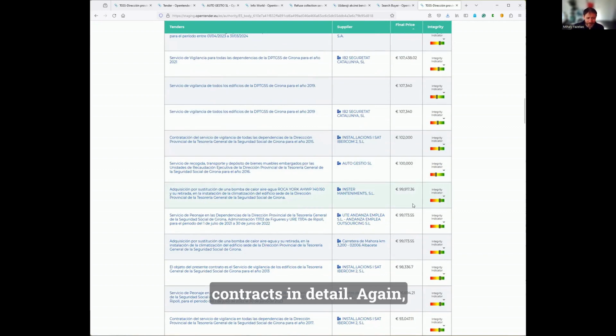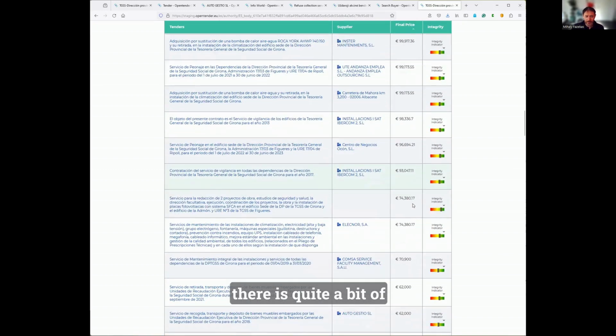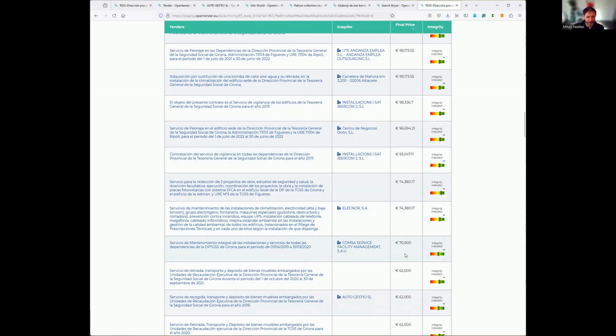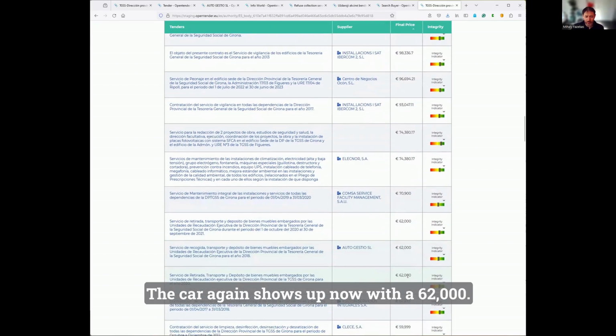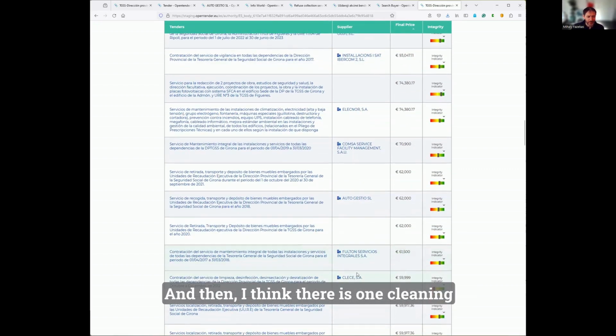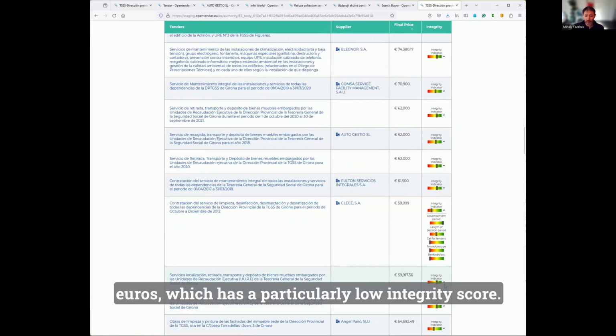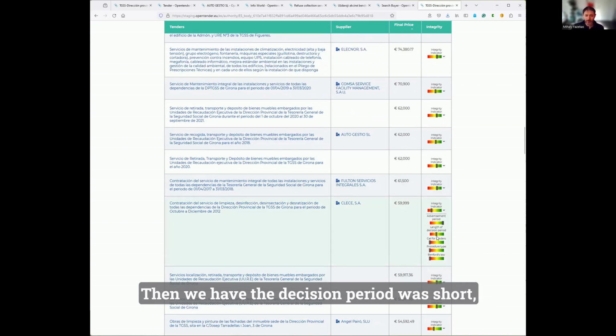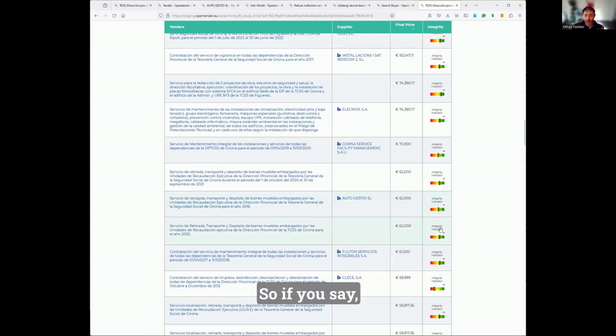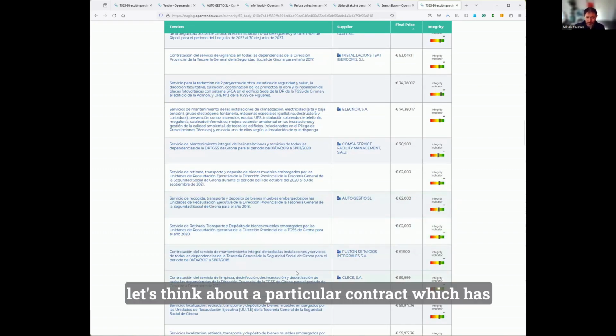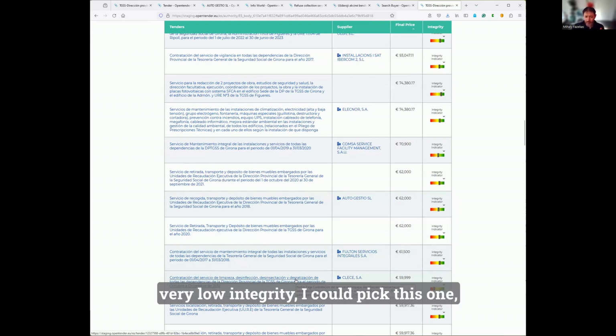So basically, this is where the user can look for particular contracts in detail. Again, there is quite a bit of variation in the different markets. The car, again, shows up now with a 62,000. And then I think there is one cleaning contract for 60,000 or nearly 60,000 euros, which has a particularly low integrity score. Then we have, the decision period was short, there was no call for tender, procedure type was closed, and so forth.